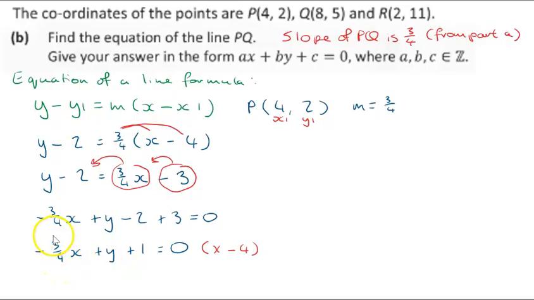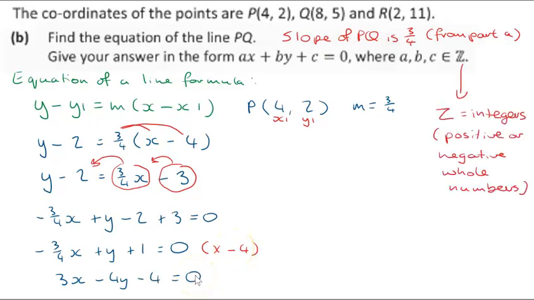So you can just stick into your calculator minus 3/4 multiplied by minus 4. A minus by a minus is a plus, and 3/4 times 4 is 3. Then y times minus 4 is minus 4y, and 1 times minus 4 is minus 4, and that's equal to 0. So now we have it in the right format: 3x minus 4y minus 4 is equal to 0.